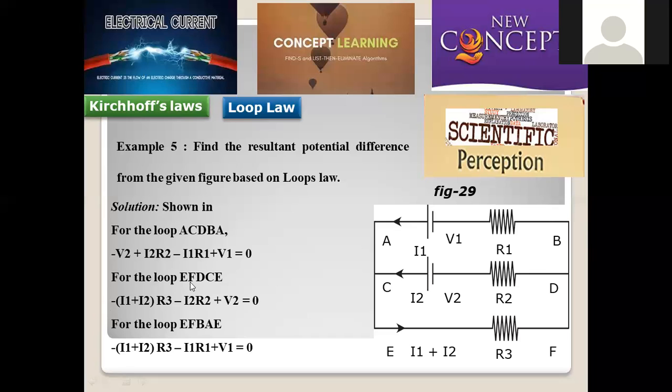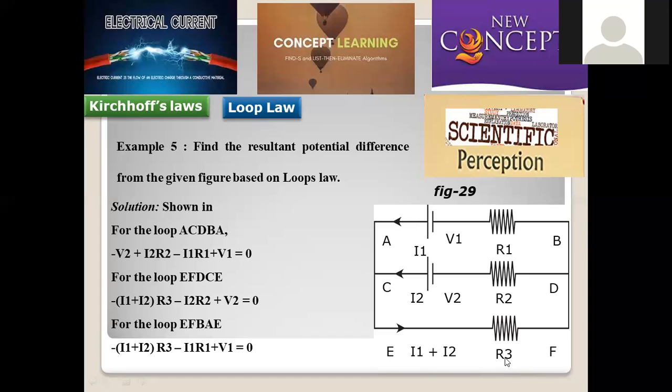Now move on to another one. EFDCE. So this loop was taken, starting from point E. Now how many batteries are there? Only one battery. How many resistors are there? Two resistors are there. Now let us apply the loop law here.